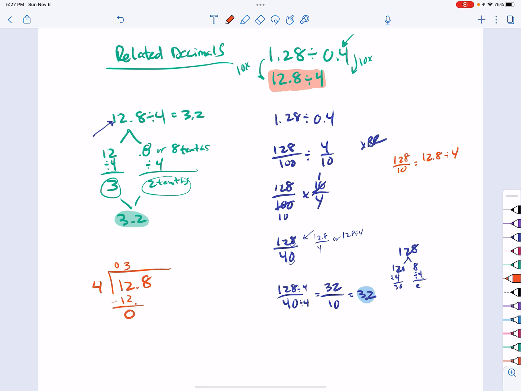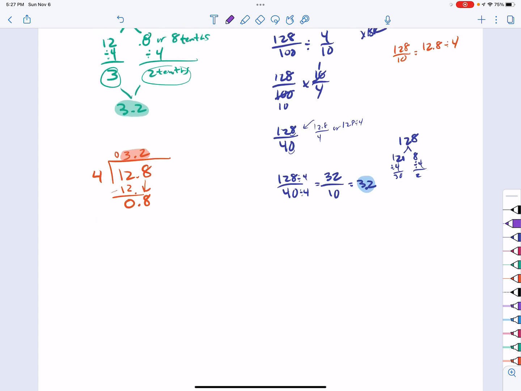Subtract, and I'm left with 0. Now I'm going to use those 8/10, keep my decimal points lined up, and 4 goes into 8 2 times. So here we have 3 2/10. So we've solved it 3 different strategies, 3 different ways, and we got the same answer. Now let's move into some unrelated decimals.